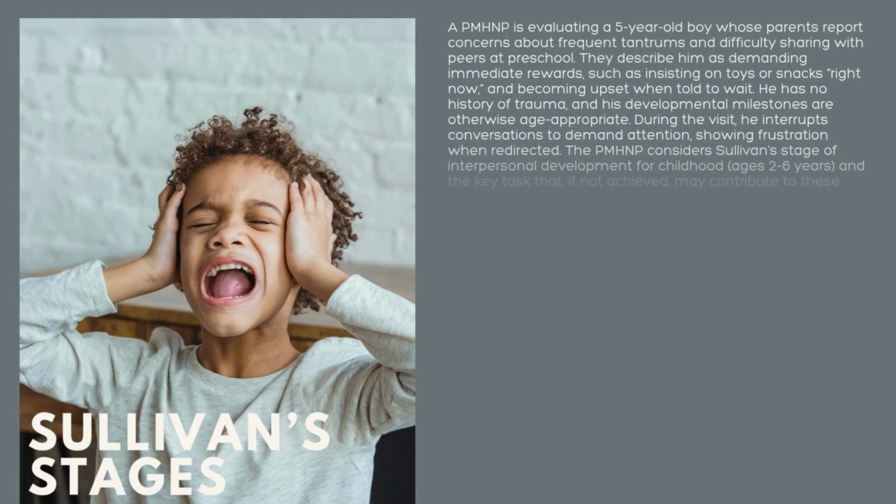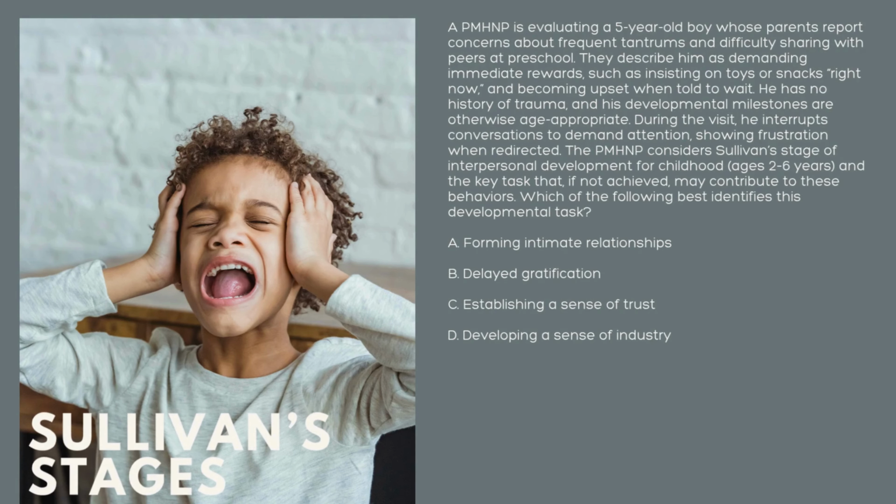So let's go ahead and conclude with our fifth case here, where we're going to focus on the application of developmental psychology. So the question reads, a PMHNP is evaluating a 5-year-old boy whose parents report concerns about frequent tantrums and difficulty sharing with peers at preschool. They describe him as demanding immediate rewards, such as insisting on toys or snacks right now, and becoming upset when told to wait. He has no history of trauma, and his developmental milestones are otherwise age appropriate. During the visit, he interrupts conversations to demand attention, showing frustration when redirected.